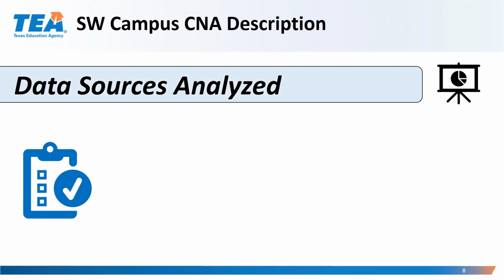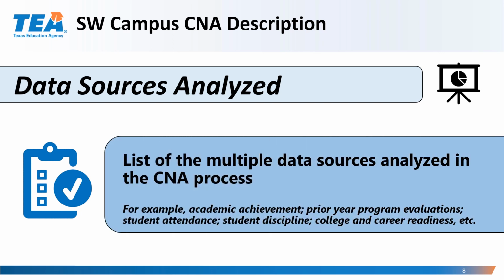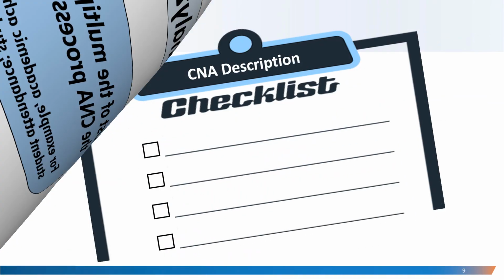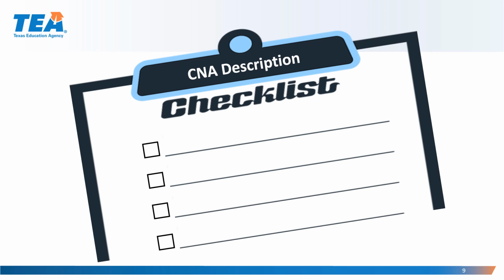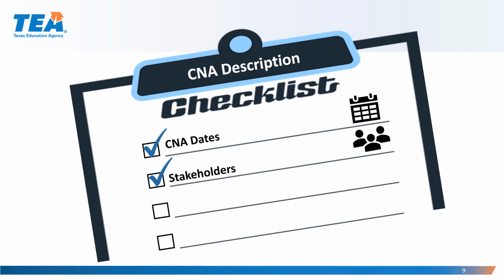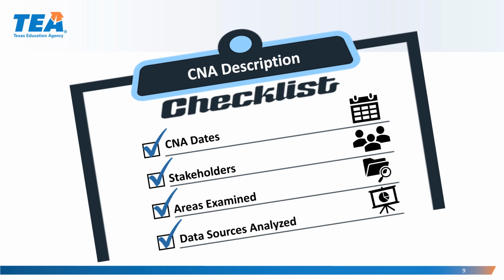Data sources analyzed refers to a list of the multiple data sources that were analyzed as part of the CNA process. For example, academic achievement, prior year program evaluations, student attendance, student discipline, college and career readiness, etc. In summary, the description that is to be submitted to satisfy item number 1.1 of the CNA process program requirement should include the CNA dates, stakeholders that participated in the process, the areas that were examined, and the multiple data sources analyzed.